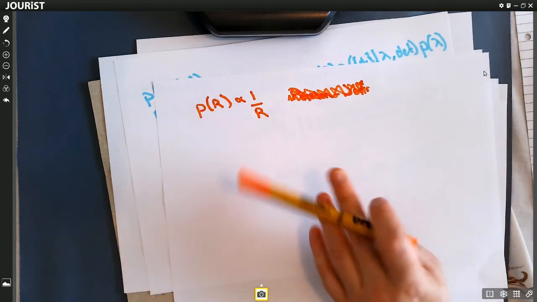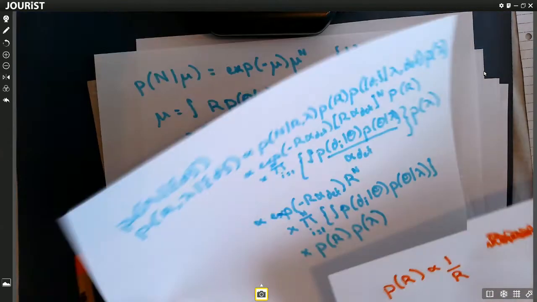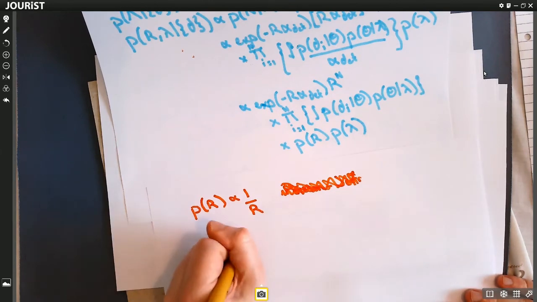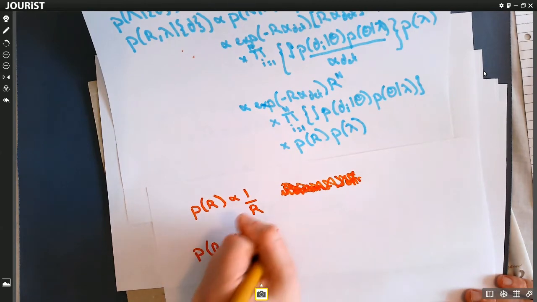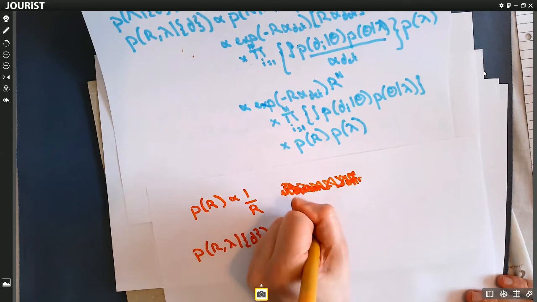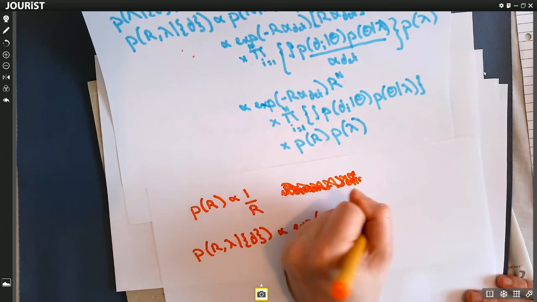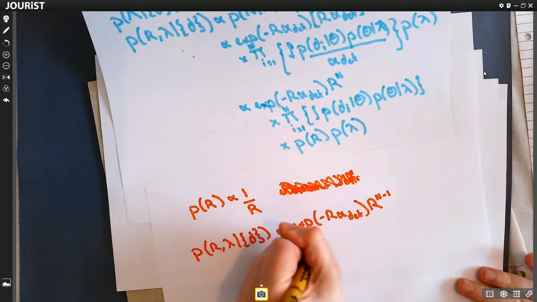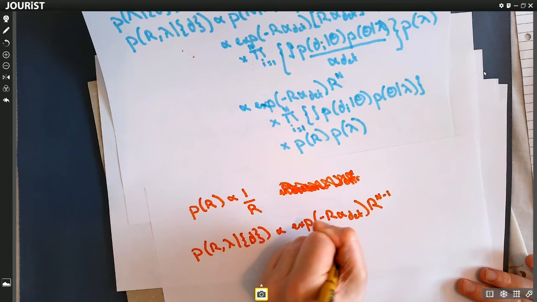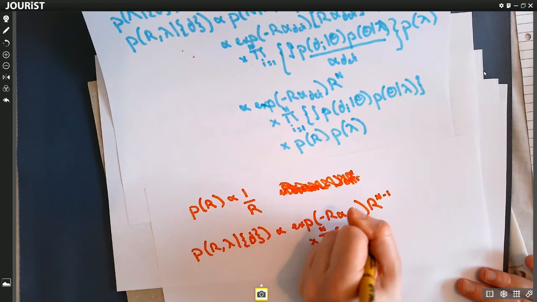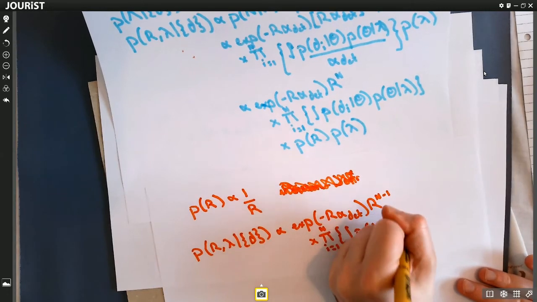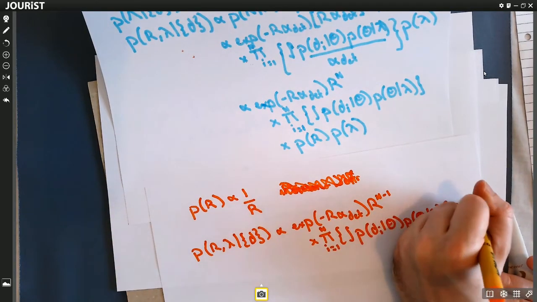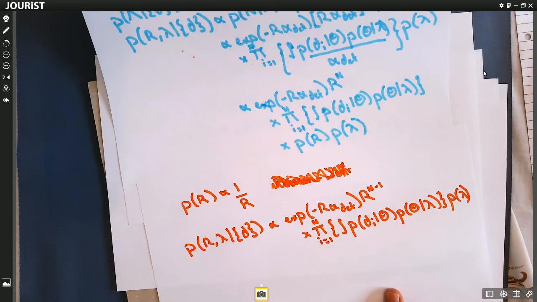because if we plug this in to this equation up here, our posterior for everything, given our set of detections, is going to be proportional to exponential minus r alpha det, r to the n minus 1, we'll multiply in by our prior, and then multiply this by our product, and our remaining prior over our other hyperparameters. Okay.